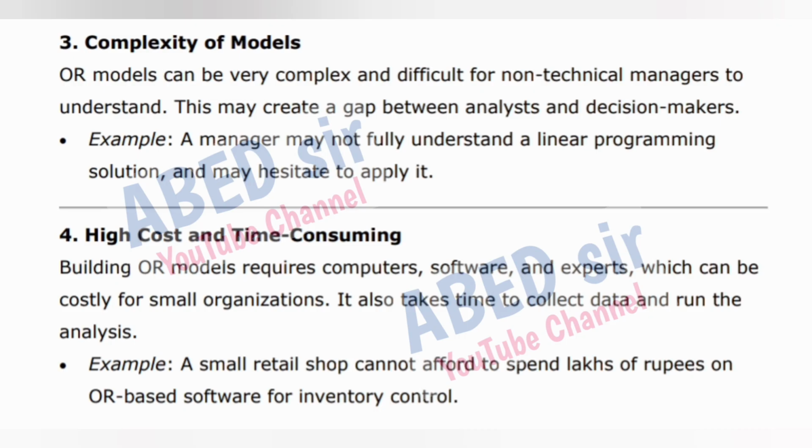4. High cost and time-consuming. Building OR models requires computers, software, and experts, which can be costly for small organizations. It also takes time to collect data and run the analysis. Example, a small retail shop cannot afford to spend lakhs of rupees on OR-based software for inventory control.